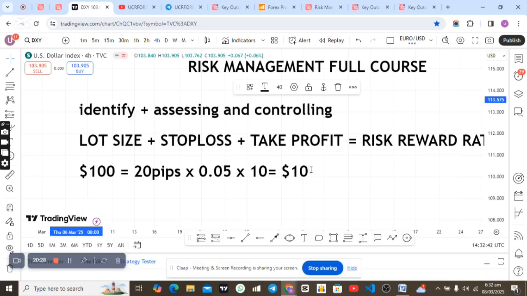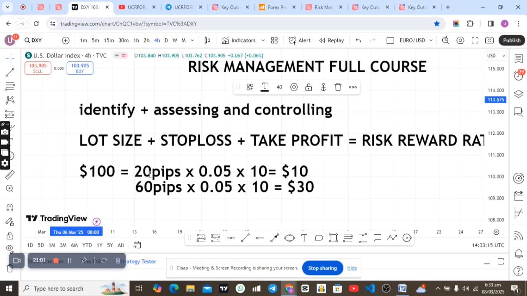Okay, so the moment you risk 10 USD, now you're expected to make double or triple of it. Now, let's say you target 60 pips, because the moment you have risked 20 pips, you need to target 20 pips times three. I think 20 pips times 3 will give you 60 pips, right? And then this times your lot size you have already chosen, and then times 10, that should give you $30. Can you see now?